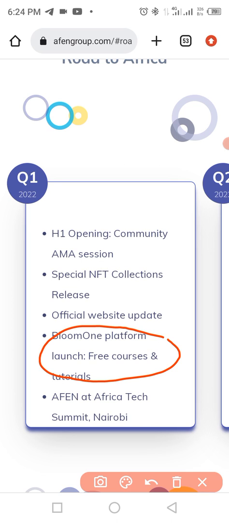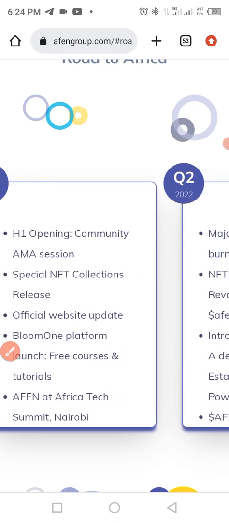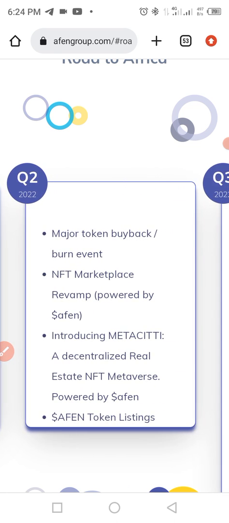So they launched the Bloom One platform that's going to help teach people. But I don't know, it does not even have much content there. Look at it. Are they actually in Q1? Q1 has passed. Have they actually achieved this particular thing? If yes, good. Come to Q2 now.